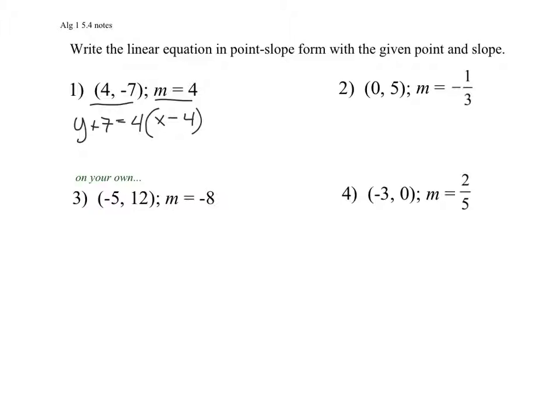We've got the point 0, 5, and m is equal to negative 1/3. So we've got y minus, well, minus 5. And then we've got m, which is negative 1/3, times x minus 0. All right, and I'm going to actually simplify that because it might bother some of you that we've got a minus 0 there. We usually don't put something like that into an algebraic equation, but sometimes we do. So I'm going to say y minus 5 is equal to negative 1/3 x.